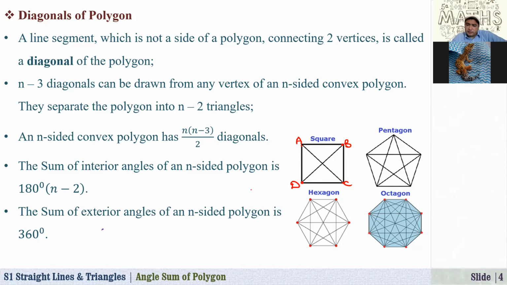And how about adjacent vertices? They are just the ends of one side. Like, for example, vertex A, vertex D, they are adjacent. Vertex A, vertex B, also they are adjacent because they are next to each other, or they're just the ends of one line segment or one side.